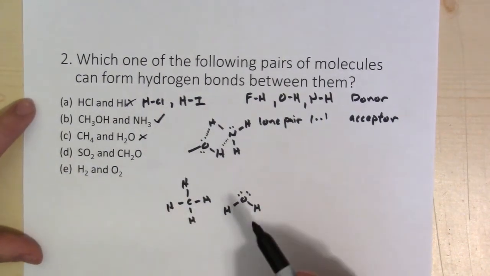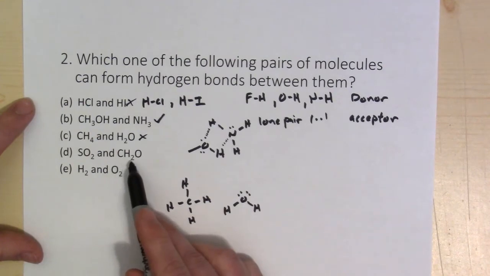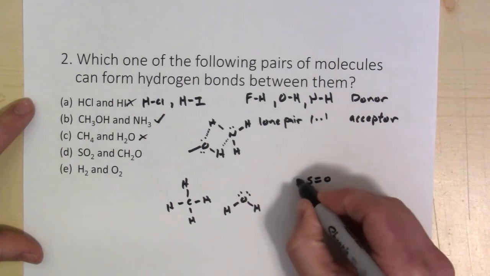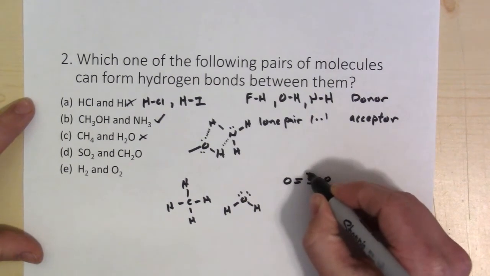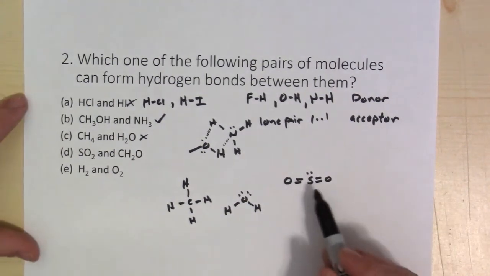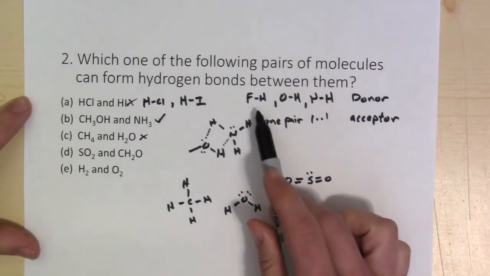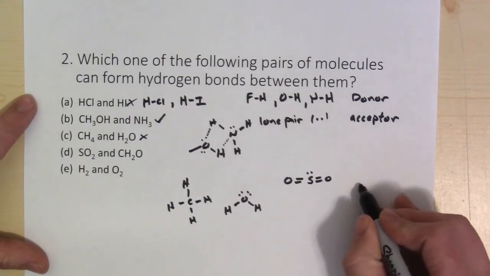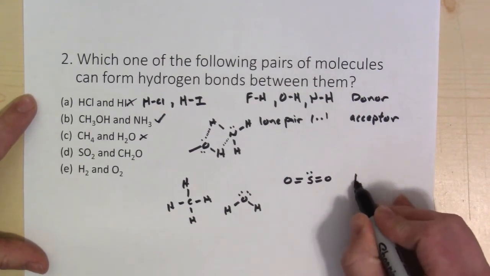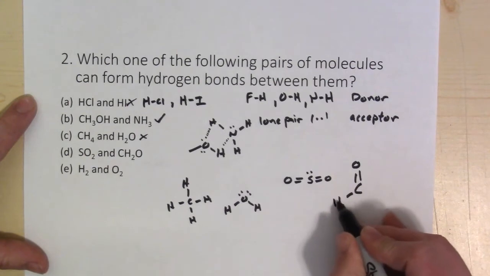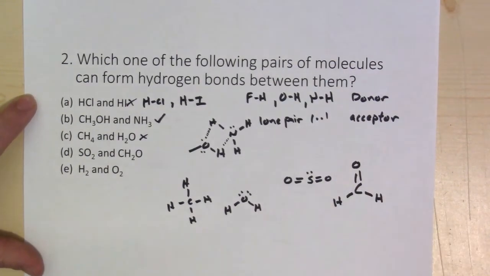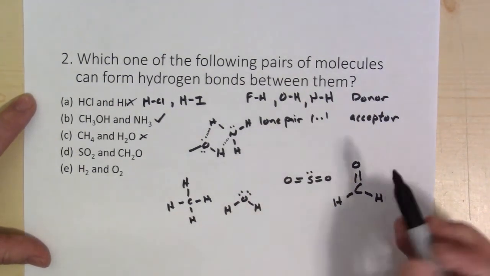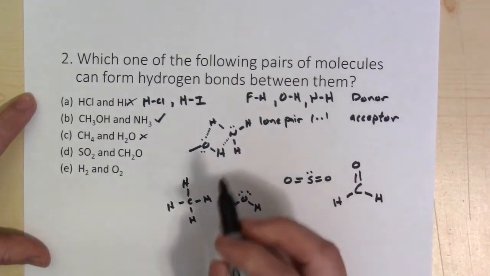The next is SO2 and CH2O. So SO2 looks like this. So here there's no FH, OH, or NH bonds. And then if we draw CH2O, that looks like that. So this is formaldehyde. Again, there's none of these three bonds. So neither of those two molecules can act as a hydrogen bond donor.